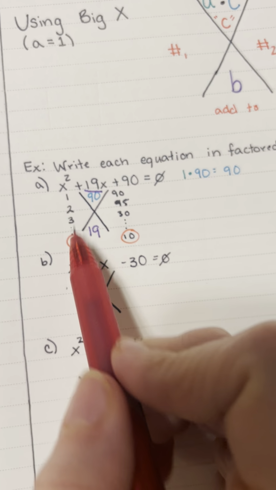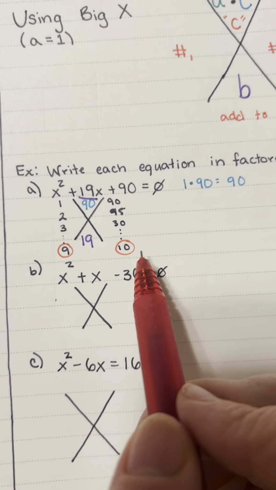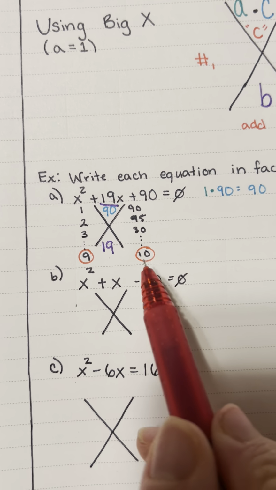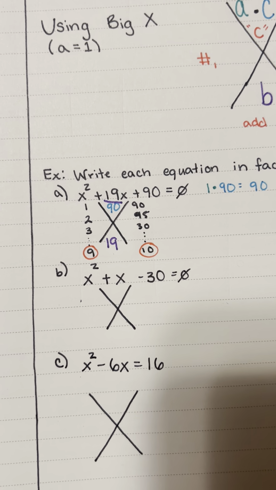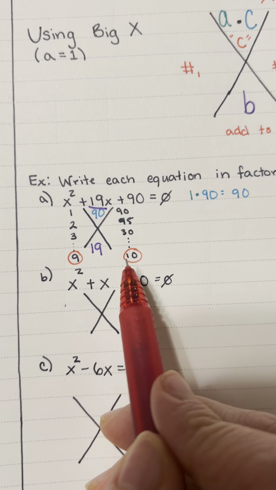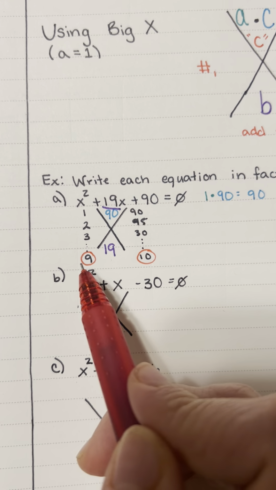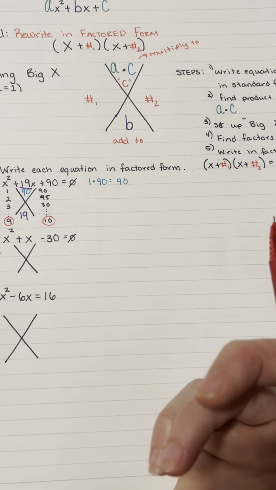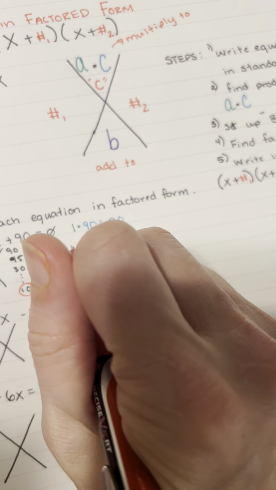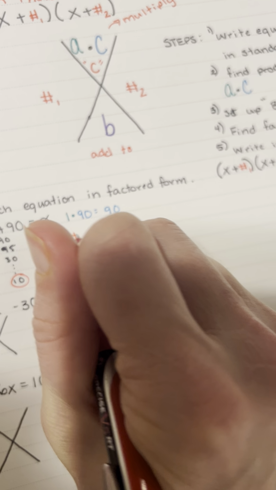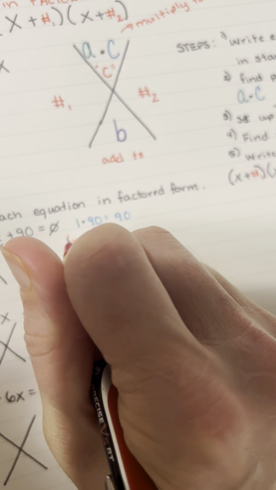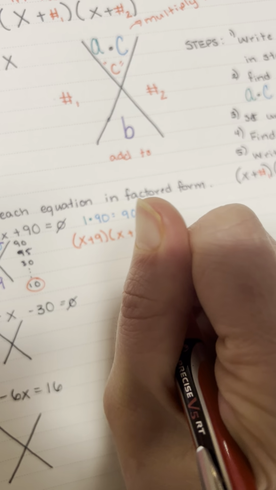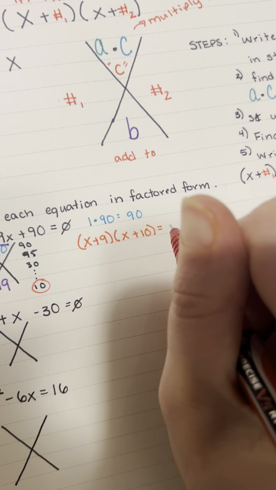Notice that I'm keeping the smallest number on the left and the biggest number on the right. We do this to keep our numbers organized, okay? Because 9 times 10 is the same thing as 10 times 9. So those are my factors, 9 and 10. 9 times 10 is 90. 9 plus 10 is 19, so that works. So then I just have to write it in factored form. Factored form means I'm going to have x plus 9 times x plus 10 equals 0.